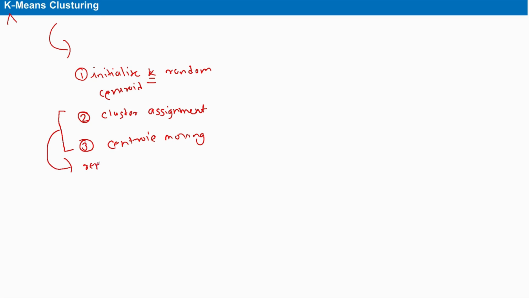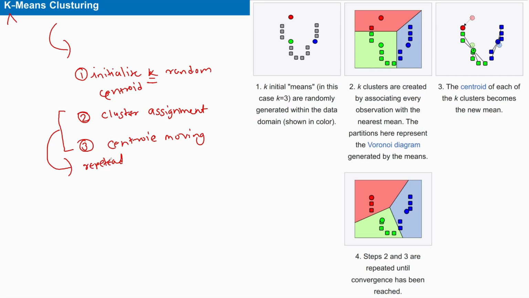Okay, until there is no further movement in the centroid. So up to that, this step gets repeated. Okay, so let's look at how this algorithm actually works, with the insights.